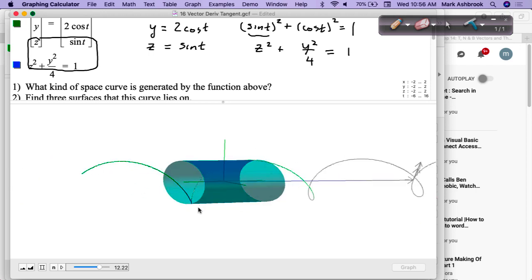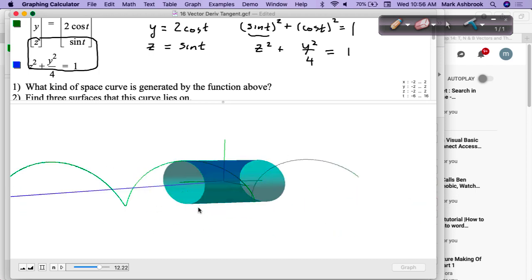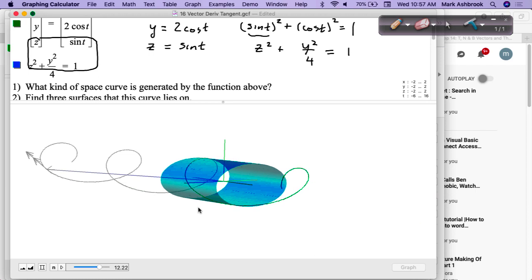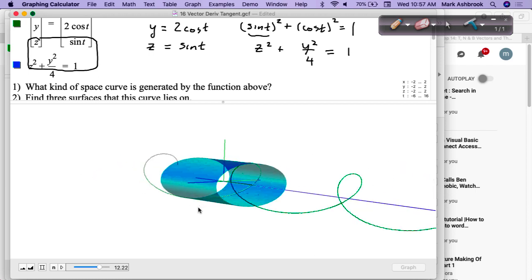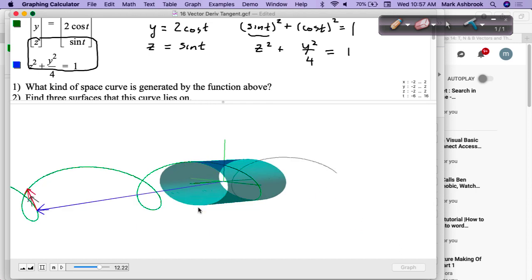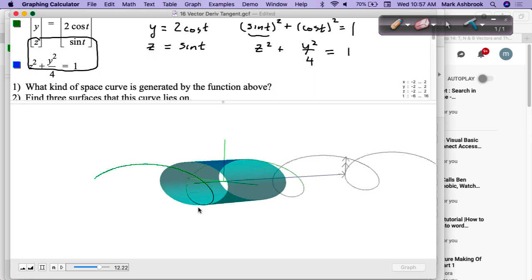What's this surface called? This is an elliptical cylinder, z squared plus y squared over 4 equals 1. Remember, if you have an equation of two variables in space, that's a cylinder. The other variable just runs for all values, and you get a cylinder. Okay, what's another surface this thing lies on?